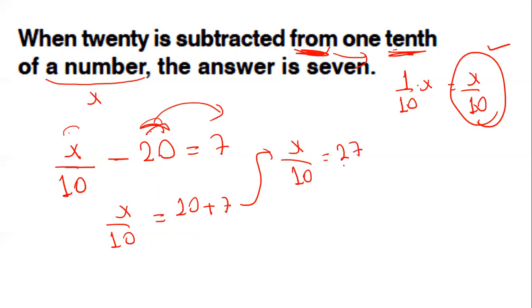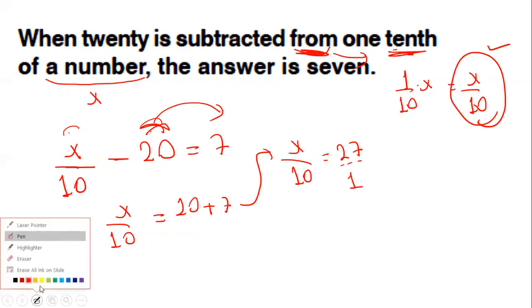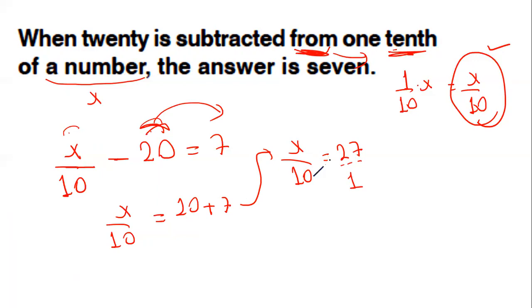And then after this, you can do cross multiply. This is over 1. You multiply this by this, this by this. It will give you x times 1, x equals 10 times 27, which is 270.